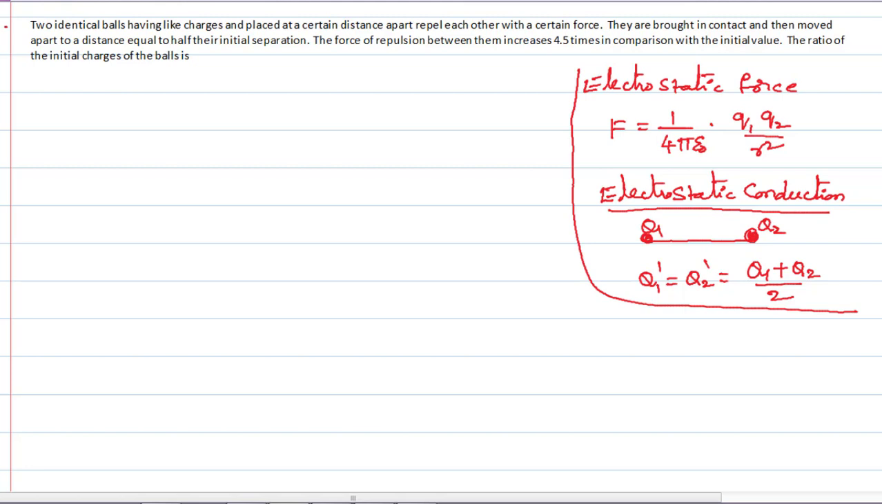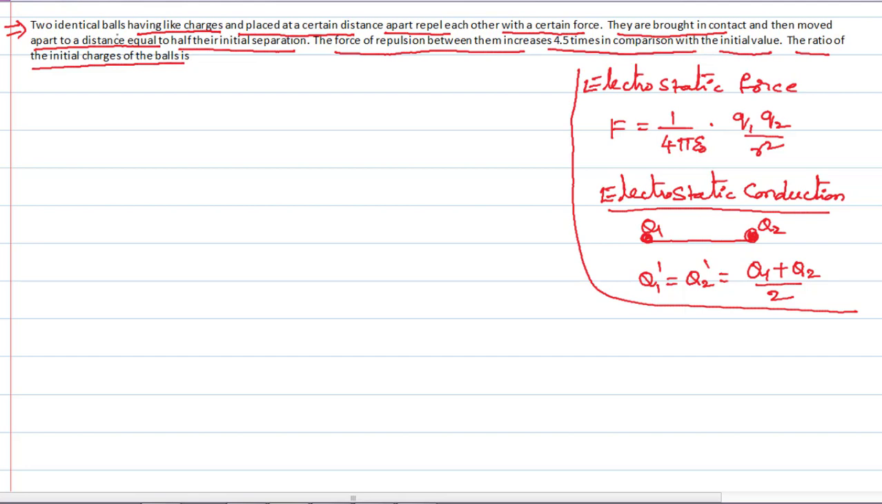The problem given is: two identical balls having like charges and placed at a certain distance apart repel each other with a certain force. They are brought in contact and then moved apart to a distance equal to half of their initial separation. The force of repulsion between them increases to 4.5 times in comparison with the initial value. The ratio of the initial charges of the balls is. This is the problem given.